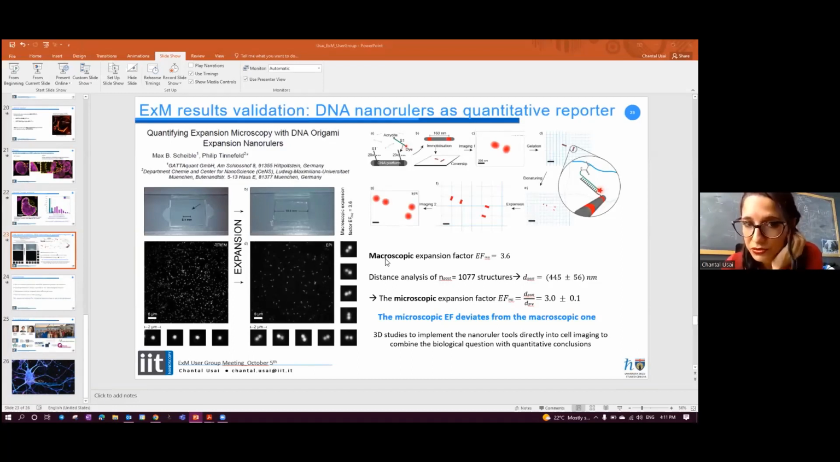Yes, we would like to do the post-expansion staining. We would like to try. I didn't try with the nuclear pore complex yet. And we also have nanobodies for the secondary antibodies, and this is something we're starting to use.